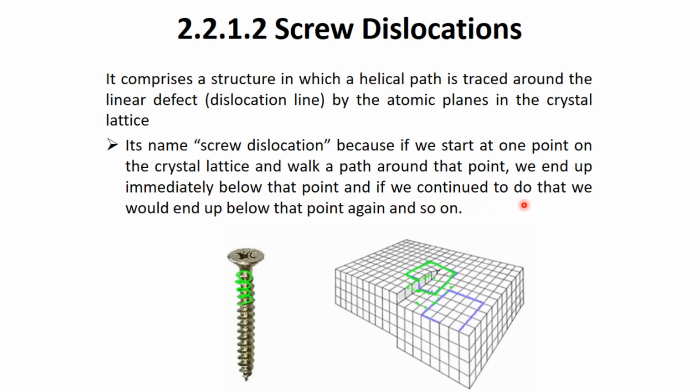And if we continue to do that, we would end up below that point again, and so on. So if we start from this, after covering 360, we will not reach the same point, but we will reach directly below that point. Such a dislocation is called a screw dislocation.